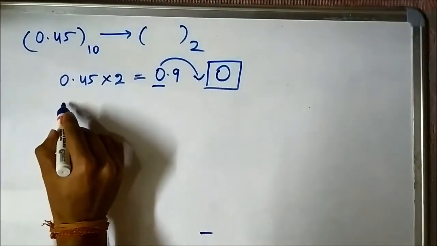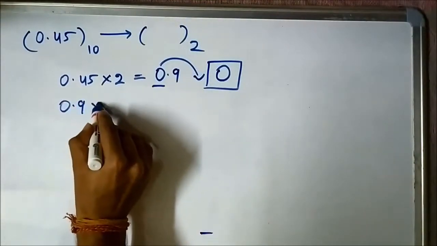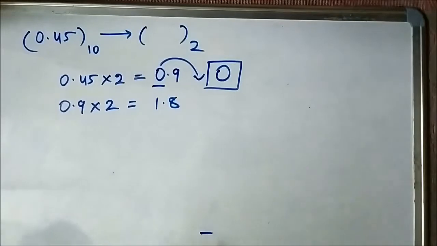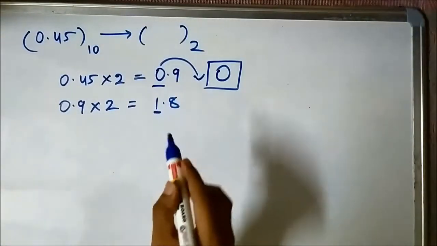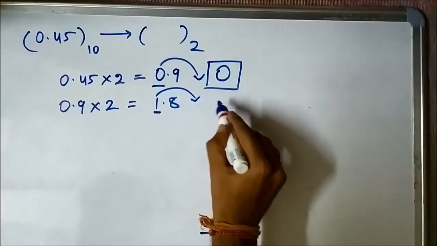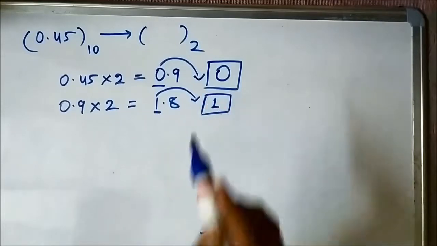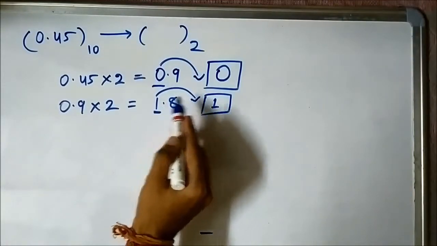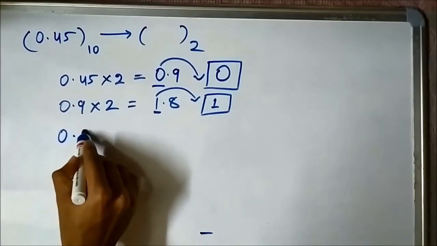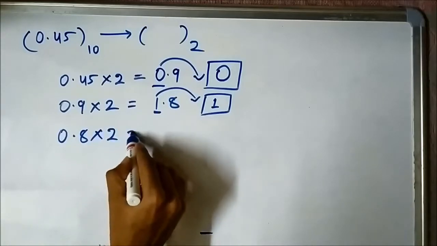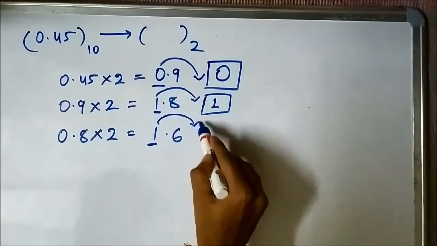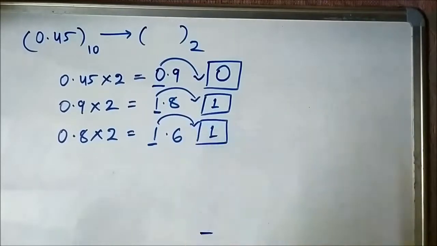The remaining, which is 0.9, again you multiply it with 2, it will be 1.8. Again, you consider that digit which is immediately to the left of the decimal point and write it here, it is 1. Again, the remaining after you take 1 is 0.8. 1.8 minus 1 is 0.8. Again, 0.8 into 2 is 1.6. You take this digit and you write it here.